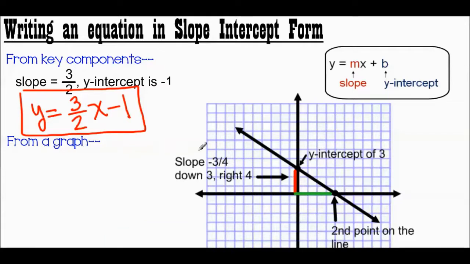If I'm trying to do that from a graph, I could use this example over here. I need those key components. I need slope, and I need the y-intercept. The slope here has a change in y of negative 3, 1, 2, 3, and then it goes to the right, 1, 2, 3, 4. So that is down 3, right 4, which will be a slope of negative 3 over 4 because it's changing my y value, my rise, over the run. So that would be y equals negative 3 over 4 x. And then my y-intercept means it's crossing the y-axis at positive 3. So that would be plus 3 on the end of my equation there.